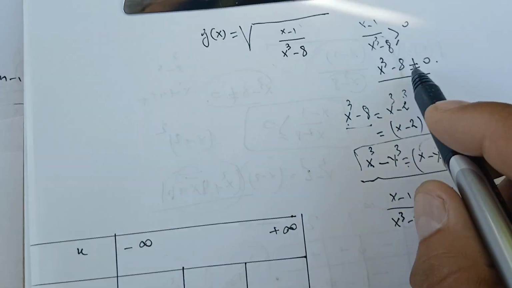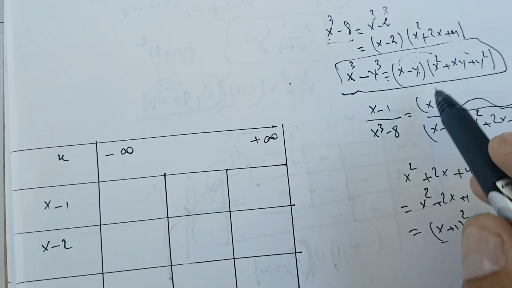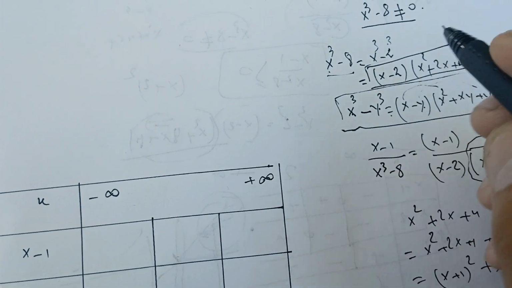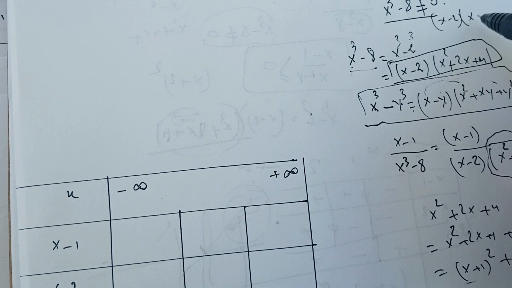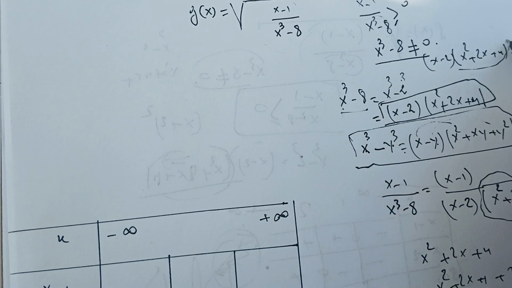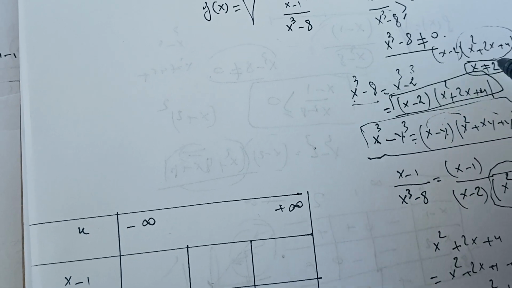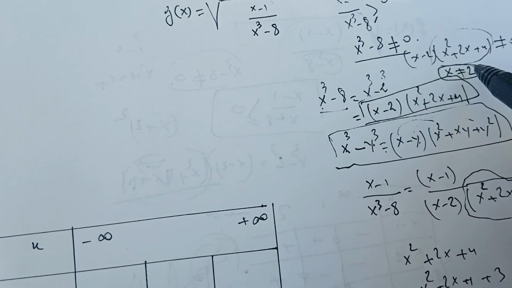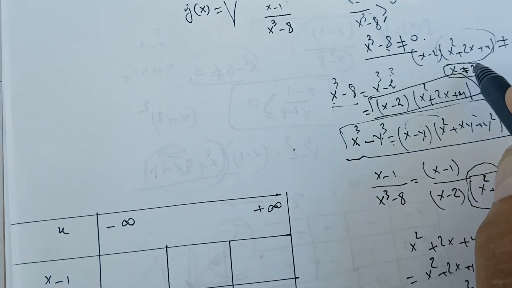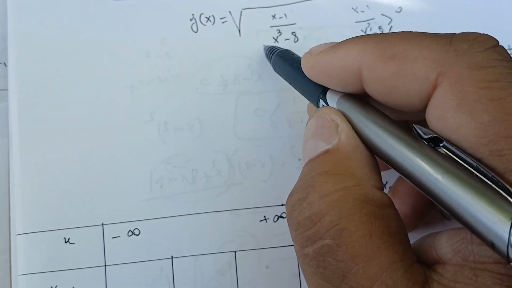Another thing is, x cubed minus 8 different from 0. That means this number, which is (x minus 2) times (x squared plus 2x plus 4), is different from 0. Since this one can never be 0, that means x minus 2 is different from 0, that means x is different from 2. So I get from here, x is different from 2, because when x is 2, the denominator in the fraction is 0, and I can't divide by 0.